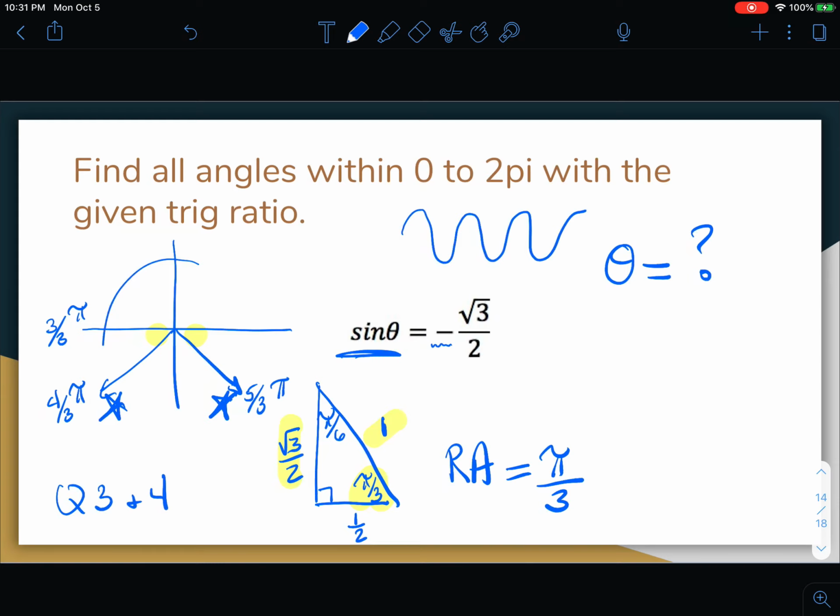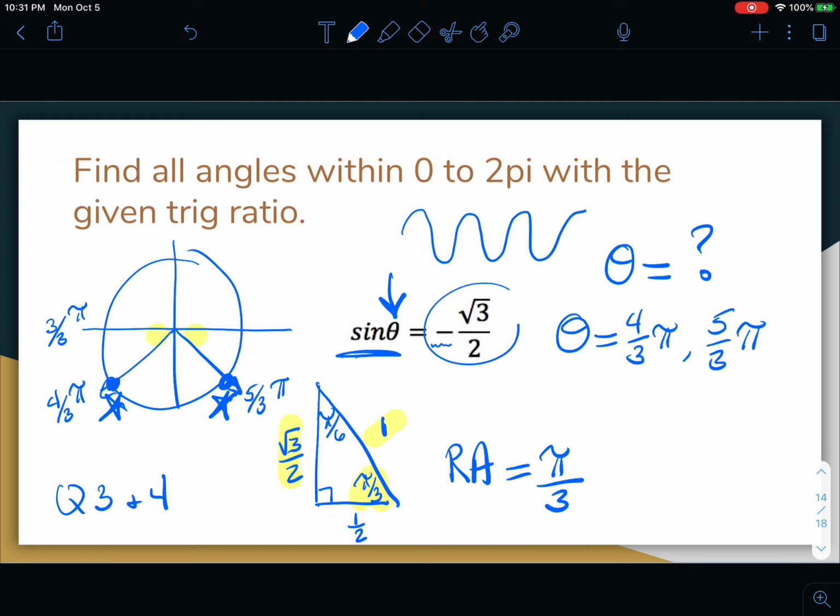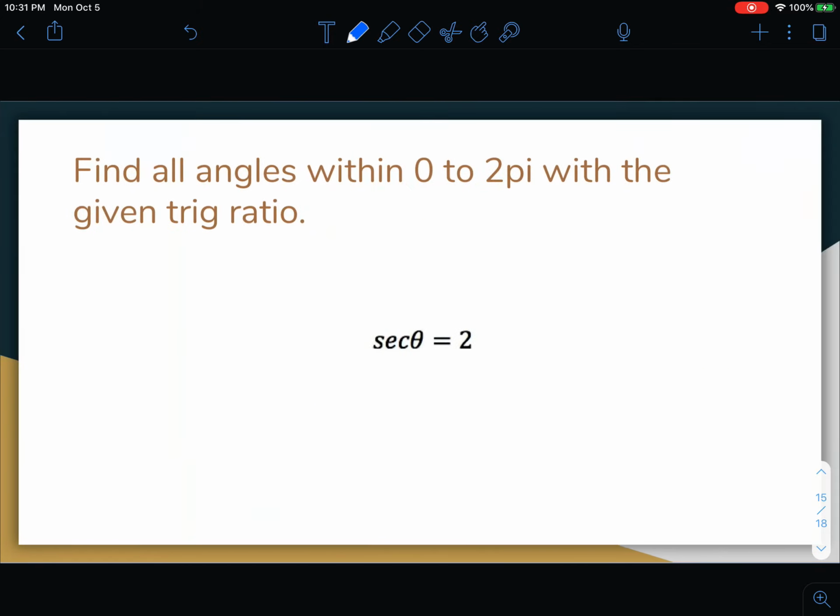Both of these, if we're thinking of our unit circle, would have that same negative distance on the y-axis. So you're going to say, okay, Mrs. Wojcik, theta is going to be 4/3 pi and 5/3 pi. Both of those angle measures, if I put that in for theta and I take the sine of those angles, I will get this output. So this is where we're going to move backwards.